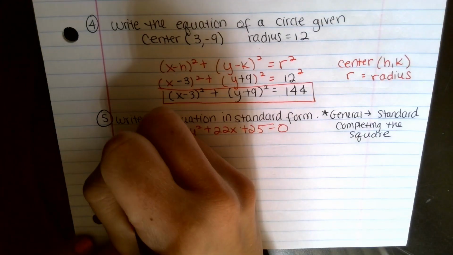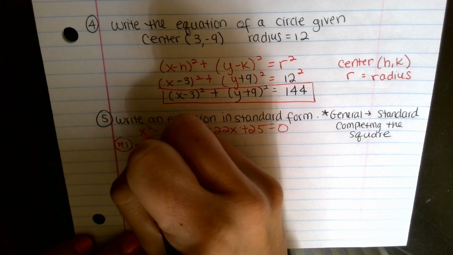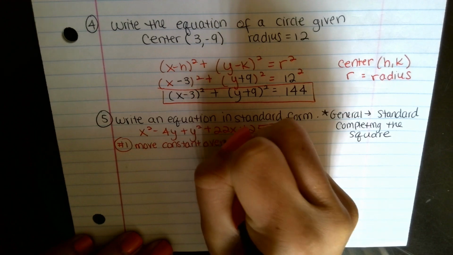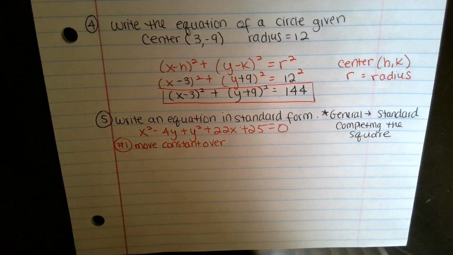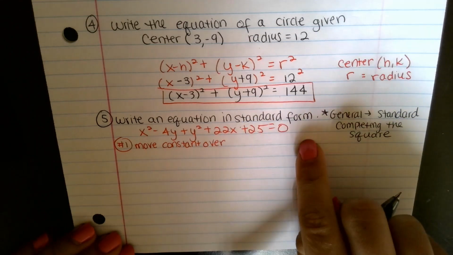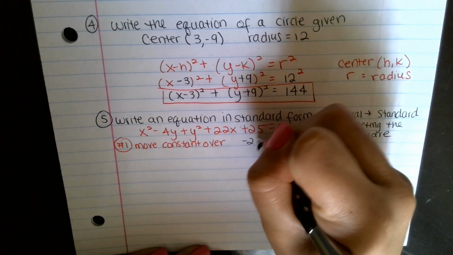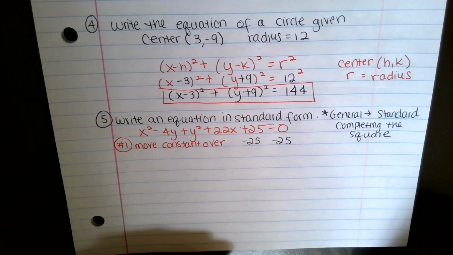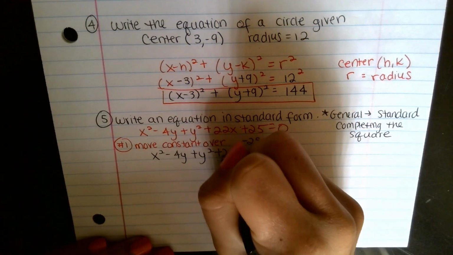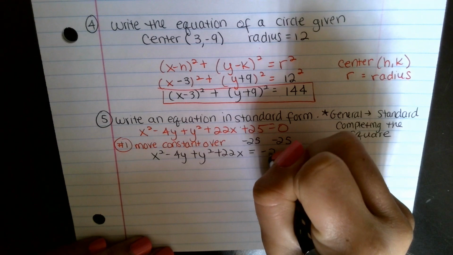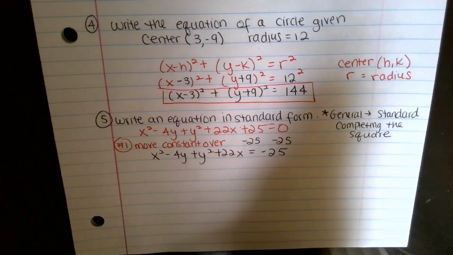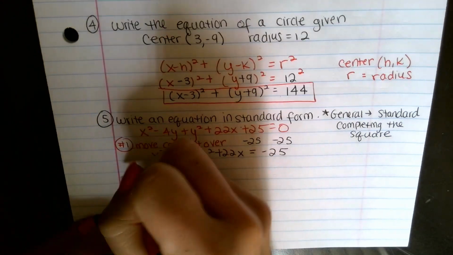There's 4 steps to follow. So step 1, you're going to move the constant over. Your constant is basically just your number that's not attached to a variable. So right here it's 25, that's my constant. I want to move it over, so I have to do the opposite operation. I'm going to subtract 25. Okay, so now I'm going to have x squared minus 4y plus y squared plus 22x equals -25. That's step 1. Step 2, I'm going to arrange my x's to be next to each other and my y's to be next to each other.